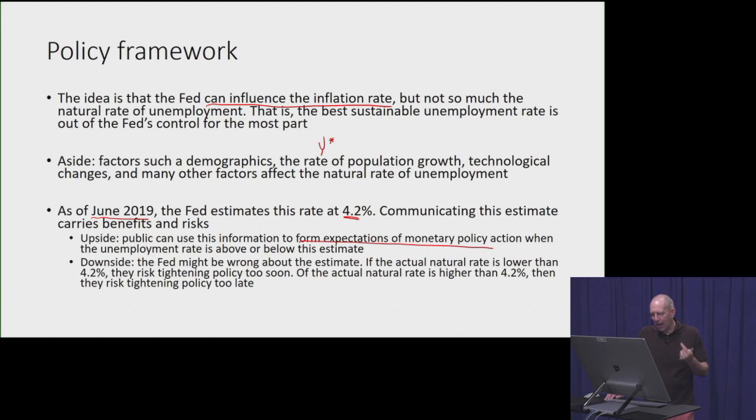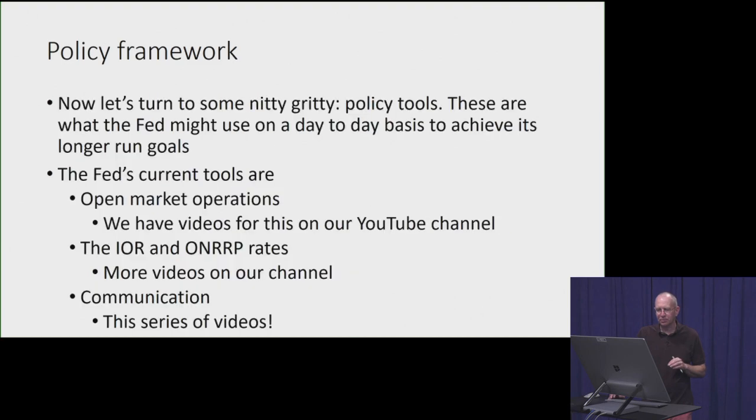If the actual unemployment rate, whoops, should have a little if here, if the unemployment rate is higher than 4.2%, then they risk tightening policy too late. In other words, the economy moves below that sustainable rate. So there's risks on both sides here.